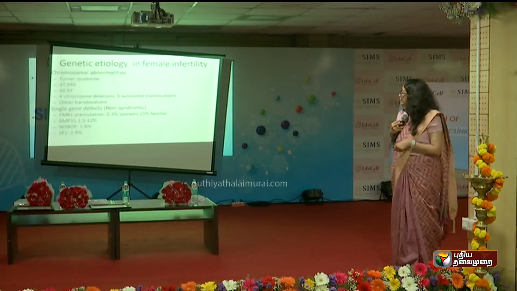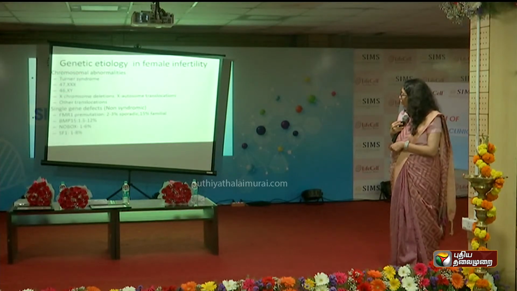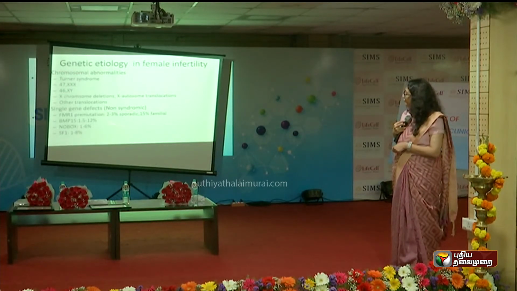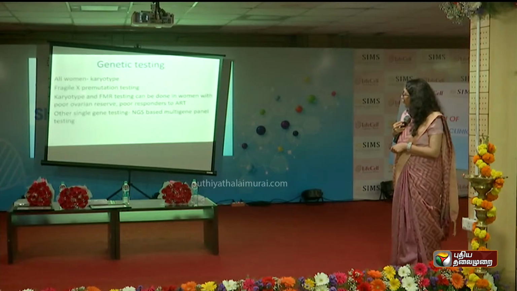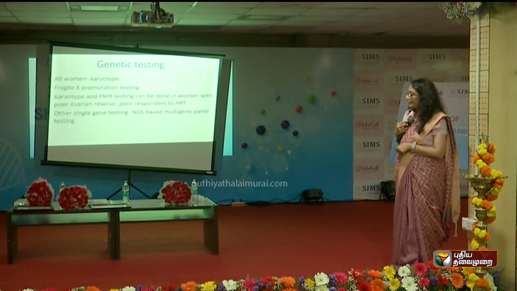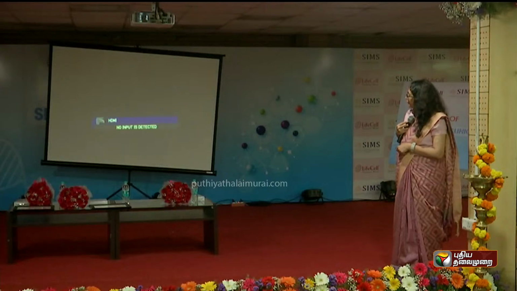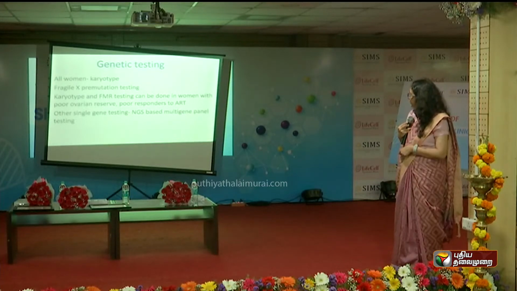Next slide. So there are of course various other chromosomal abnormalities which can be a cause of POF and present as female infertility, and various single gene abnormalities. Next slide. So for all women we should do a karyotype and a fragile X pre-mutation testing, and this could also be done in women with poor ovarian reserve or women who are poor responders to ART. And next slide. And also if you're not able to find any cause, then you can also use NGS-based testing for some cases. Next slide.